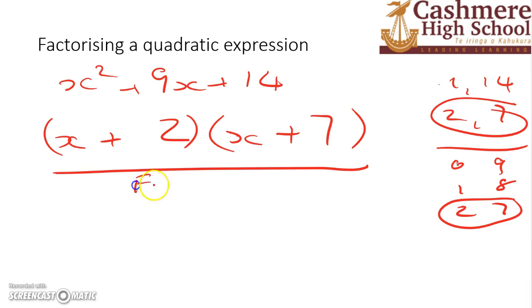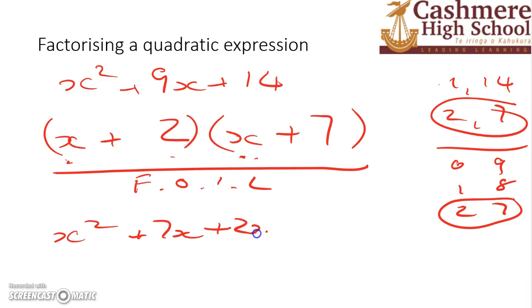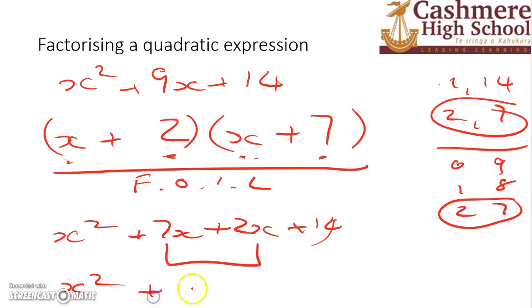Smart money, and many of you have already realised this, is that it's a great idea to do a quick check to see if we've got our answer right. We can do that by re-expanding. x multiplied by x gives us x squared. x multiplied by 7 gives plus 7x. 2 multiplied by x gives plus 2x. And 2 multiplied by 7 gives plus 14. These bits combine. When we simplify it up, x squared plus 9x plus 14.